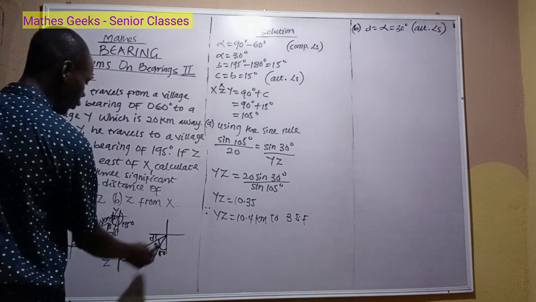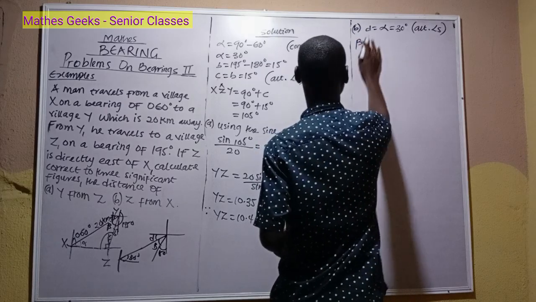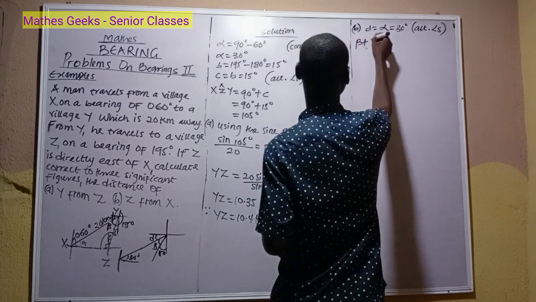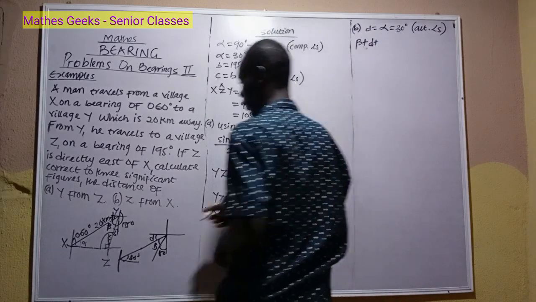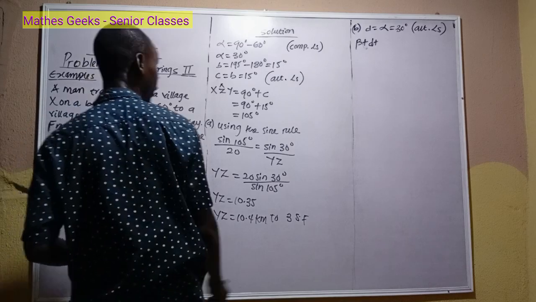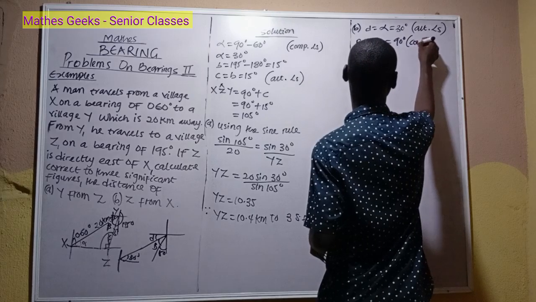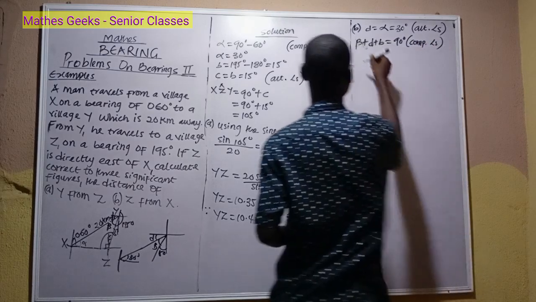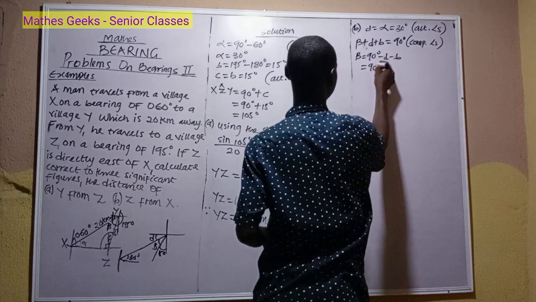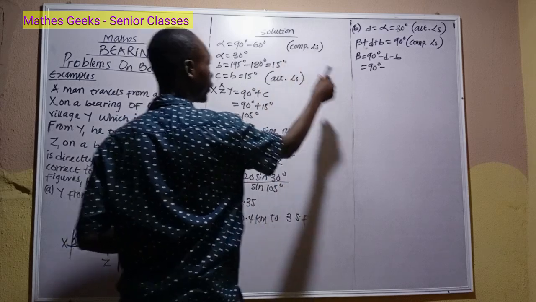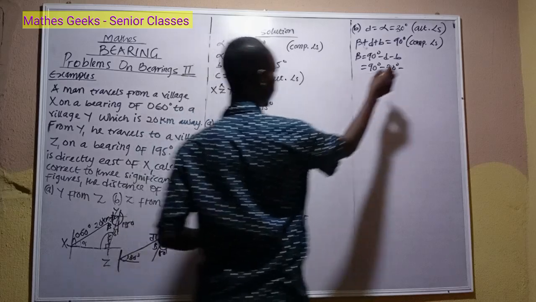Now 15 degrees is already known, so we're going to say beta plus D plus B, where B is this part, is equal to 90 degrees. What is the reason? Complementary angles. So beta is equal to 90 degrees minus D minus B. So 90 degrees minus, what's D? D is 30 degrees, minus, what's B? B is 15 degrees.